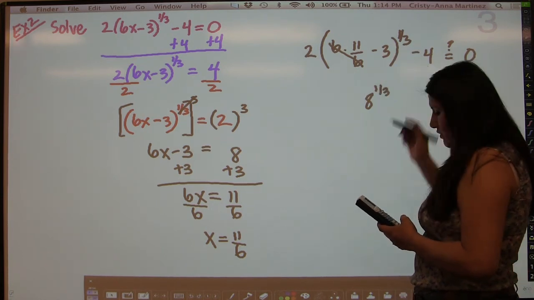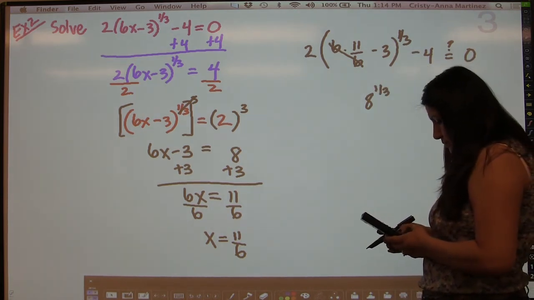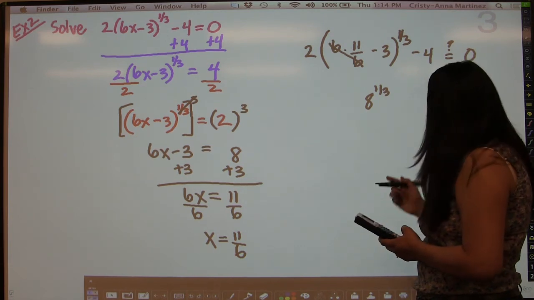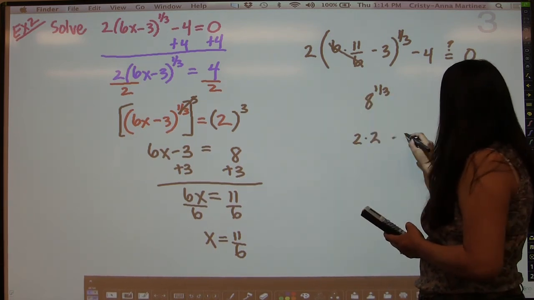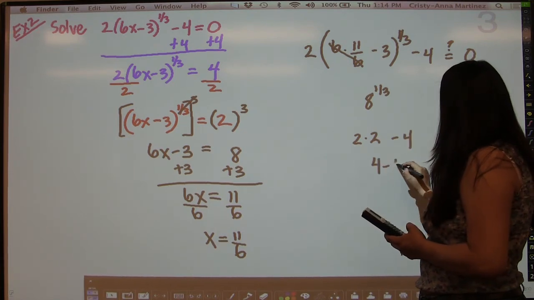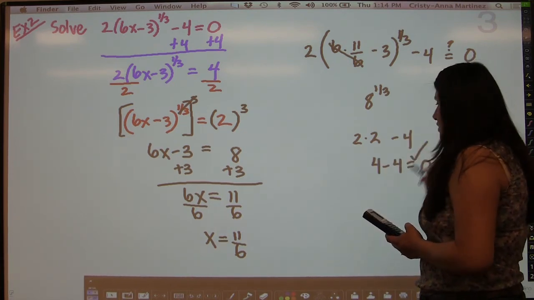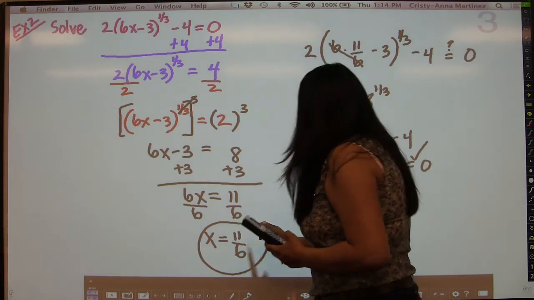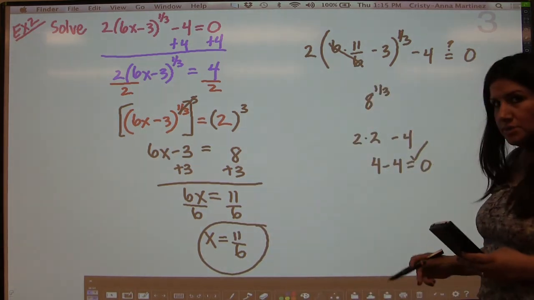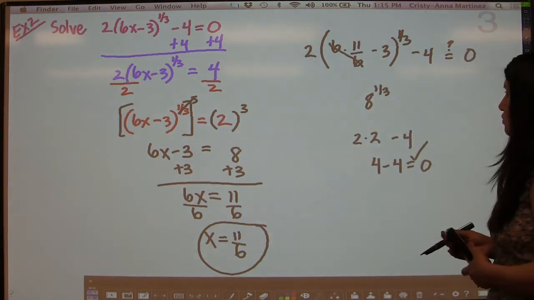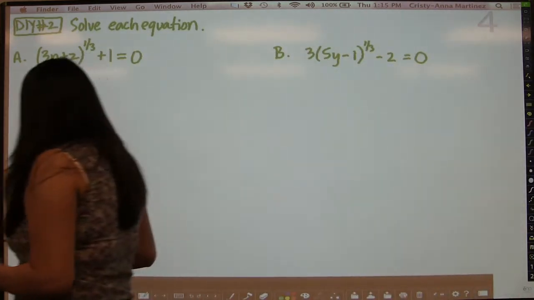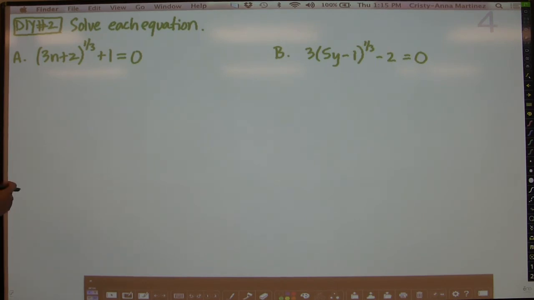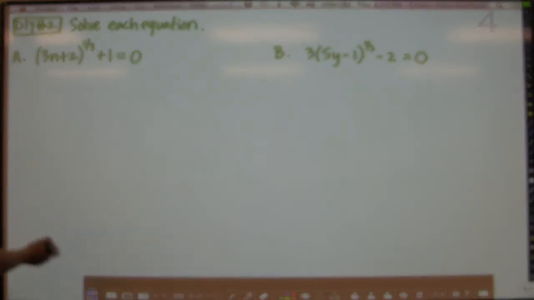And then we have 8 to the 1/3 power, which we know is 2. And if you don't, you can use your calculator. And then that's times 2 minus 4. So you get 4 minus 4, which is in fact 0. So sure enough, 11 over 6 is our solution. But don't always assume it's going to work out, okay? Make sure that you check your solutions. So now we want you to try do-it-yourself number 2. And then we are going to go on to our next example before we hit inequalities.